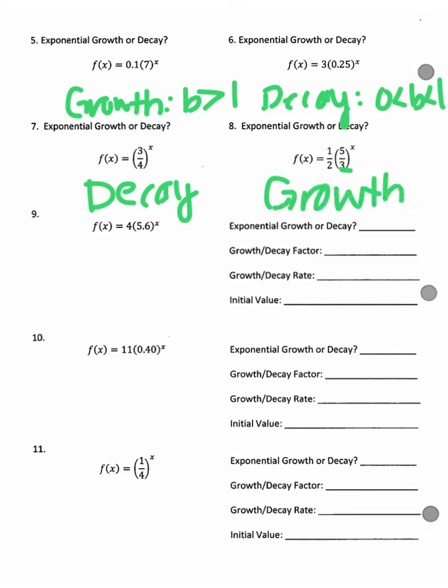So for the next problem, this has a factor of 5.6, so that makes it growth with a factor of 5.6. Since it's growth, I need to do b minus 1 to get the rate. So my rate is 4.6, which really should be a percentage. 4.6 as a percentage is 460%. And then the initial value, the a value, is 4.